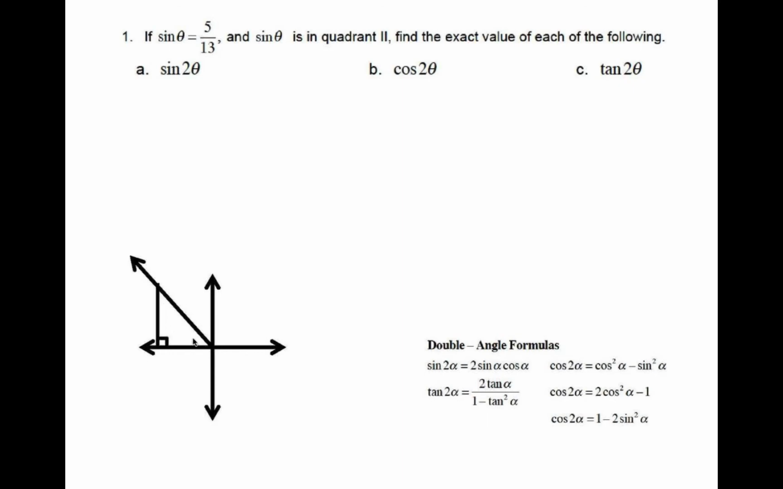This is going to be our theta here. And we know sine is SOH, O over H. So the opposite of that angle is 5. The hypotenuse is 13. We have to do the Pythagorean theorem to find this missing leg.